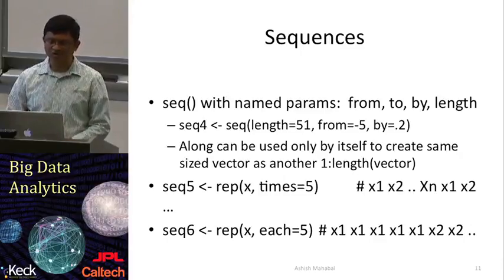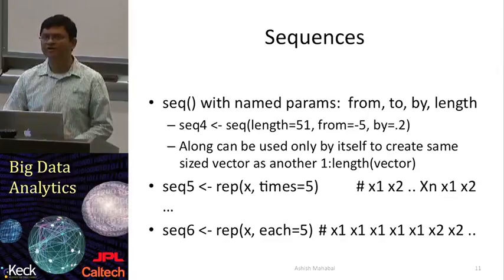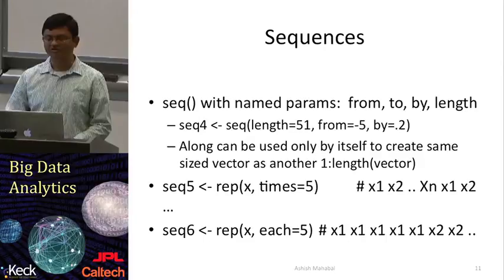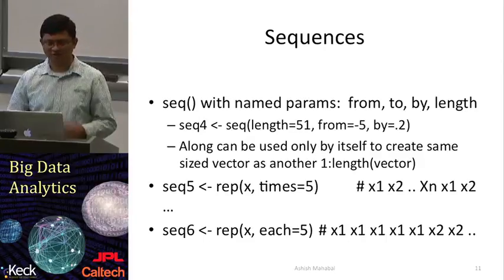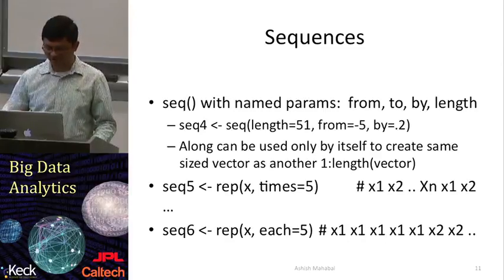You can also use repeat within that. So sequence of 5 here, we are assigning to that a repetition of x times equal to 5. So it's going to give you x and then another copy of x and another copy of x. Instead of that, if you wanted repeats of individual elements first, then you can do each equal to 5 rather than times equal to 5. So again, doing just help repeat is going to give you all the gory details of what is available.